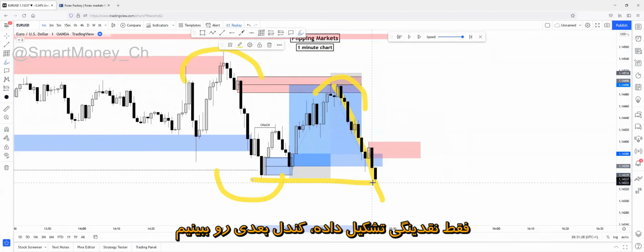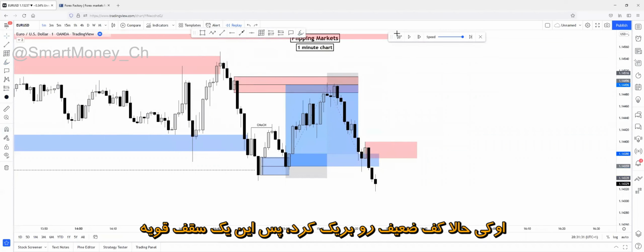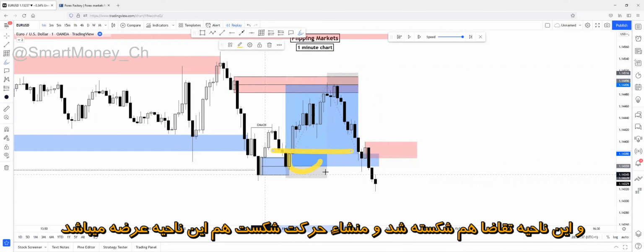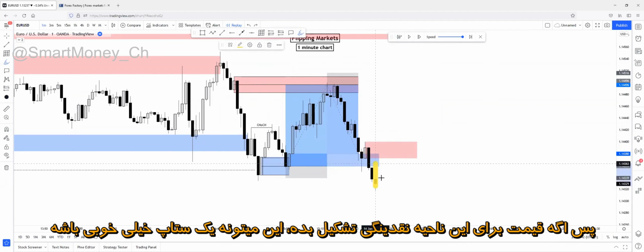It just created liquidity. Let's see the next candle. Okay, it just broke below the weak low. So this is a strong high here. And this demand break and the overall weak low break happened from this supply zone here. So if price creates liquidity for this zone, that will be a perfect setup.